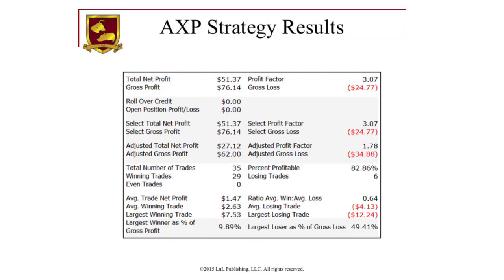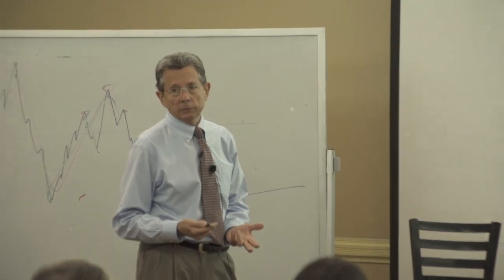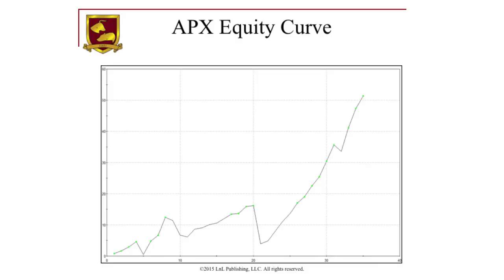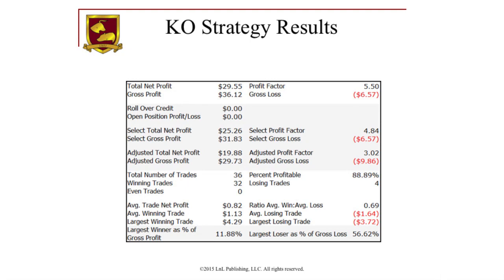This is American Express. American Express has had 35 trades, 29 winners, made $50 trading American Express. Pretty good numbers for a mechanical trading strategy. Next chart we have, that's the equity curve. Well, it had a couple losing trades in it, but on balance, pretty nice equity curve in the market. Next one is Coca-Cola, Buffett stock. $29 profit, 36 trades, 32 winning trades in the market, 88%. Our equity chart, that's Coca-Cola.